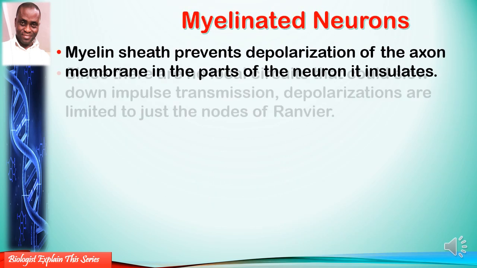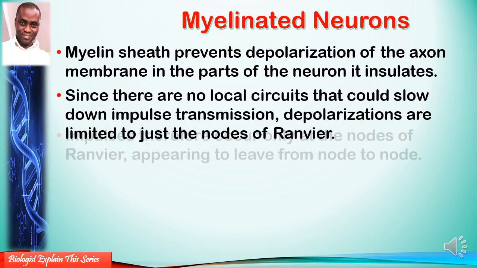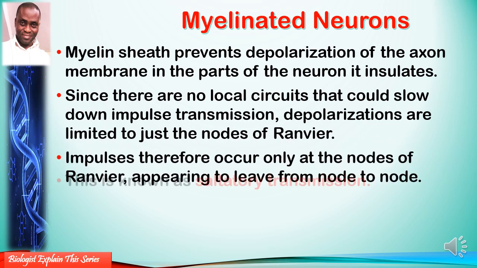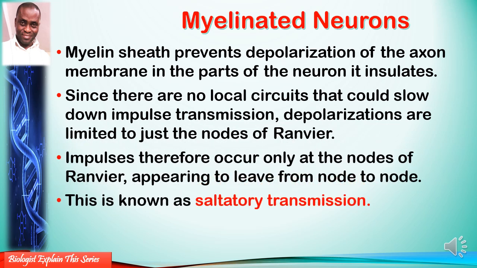So in essence, everywhere there's myelin sheath along the length of a neuron, there can be no depolarization in those regions, because they've been insulated from ionic exchanges across the membrane in that region. And so no local circuits can be set up anywhere there is a myelin sheath.